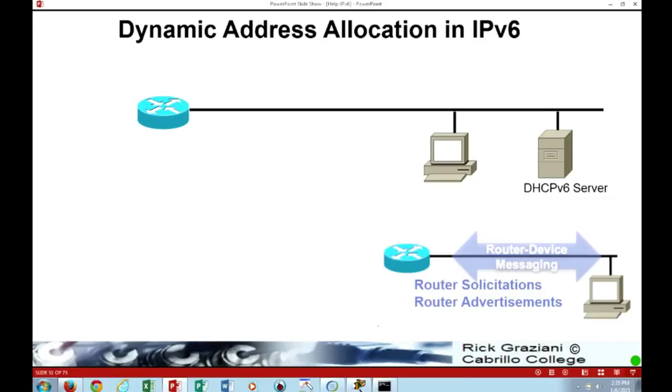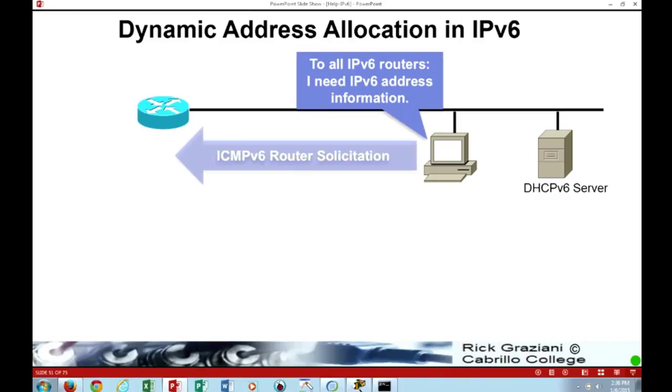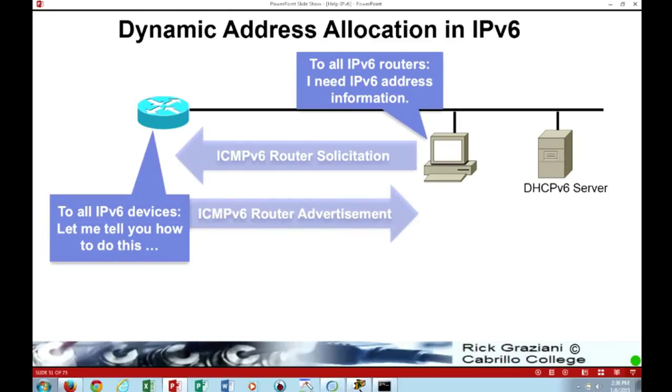So here's dynamic address allocation in IPv6. It uses router solicitation and router advertisement messages. Router solicitation and router advertisement messages are about router to device messaging. So what happens is the computer boots up, gives itself a link local address, and then says, hey, is there any IPv6 routers out there, and sends out a router solicitation message. The router says, that's me. Let me send you back a router advertisement.